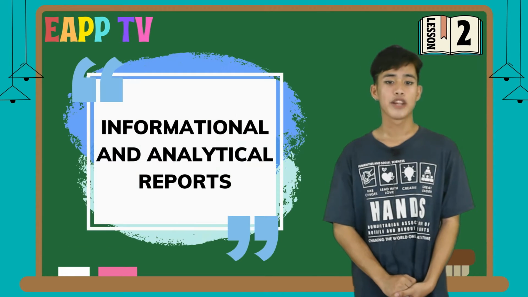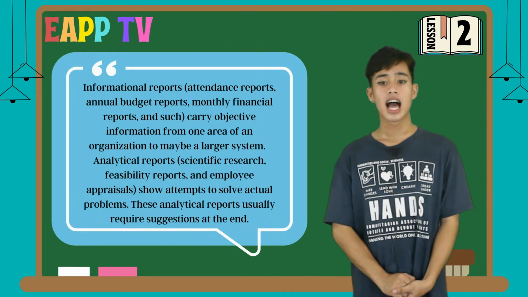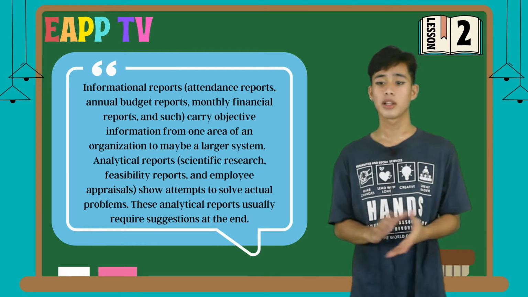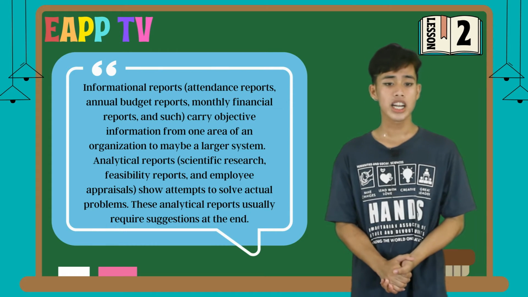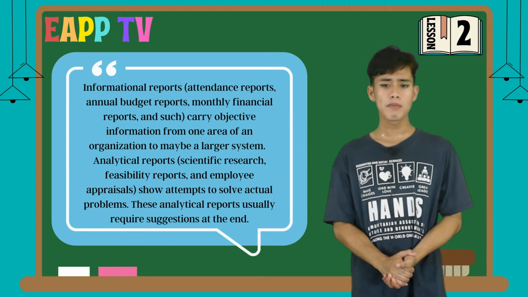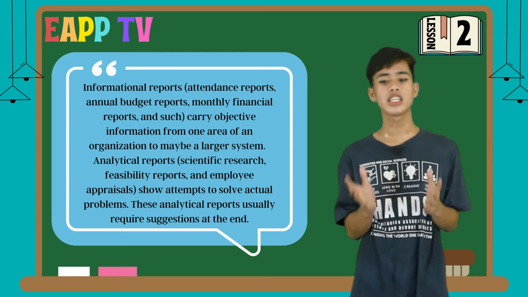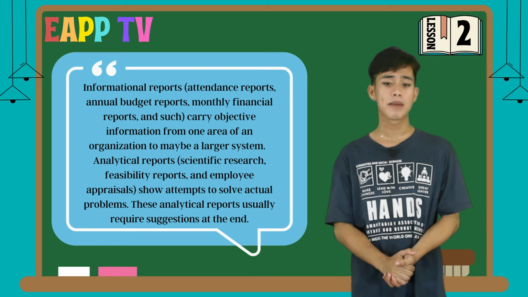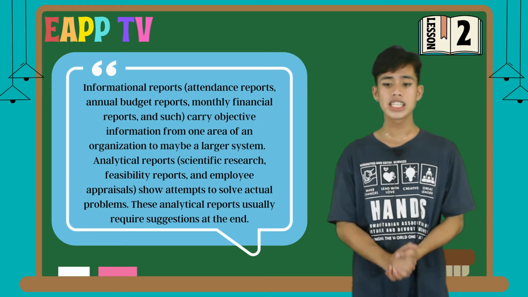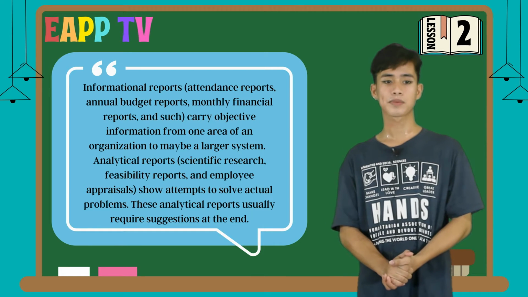Number 6, informational and analytical reports. Informational reports, such as attendance reports, annual budget reports, monthly financial reports, and such, carry objective information from one area of an organization to maybe a larger system. Analytical reports, such as scientific research, feasibility reports, and employee appraisals, show attempts to solve actual problems. These analytical reports usually require a suggestion at the end.